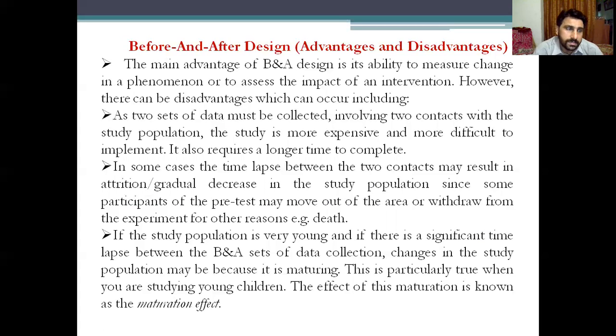For example, some of the study participants are no more, because they are dead. So because of the death, the second time they won't be available for the study to be conducted. Therefore, attrition or gradual decrease can result. This is the problem with before and after study design.